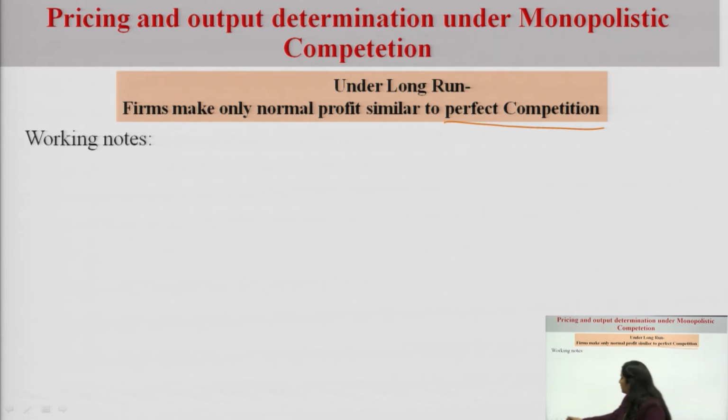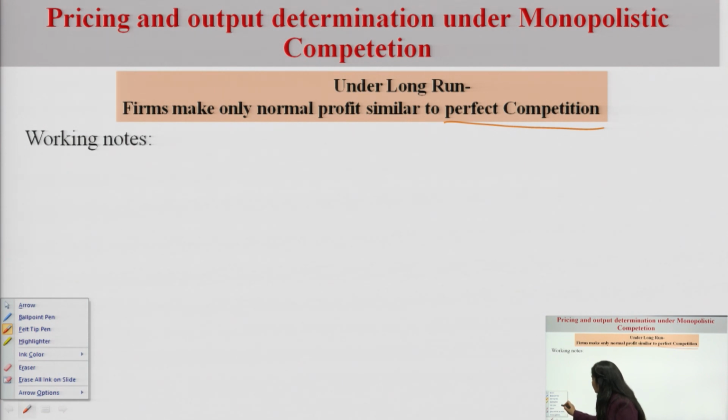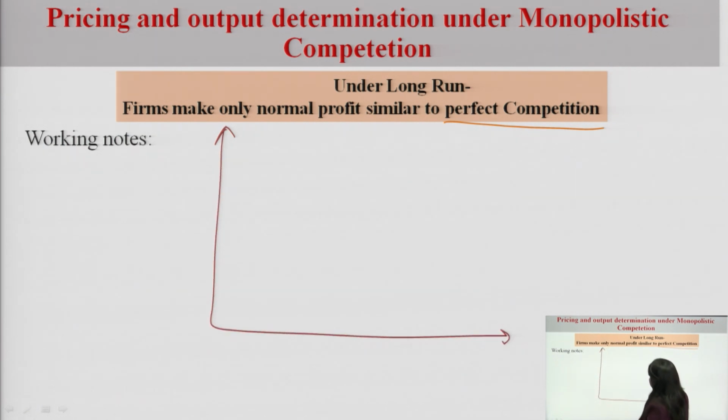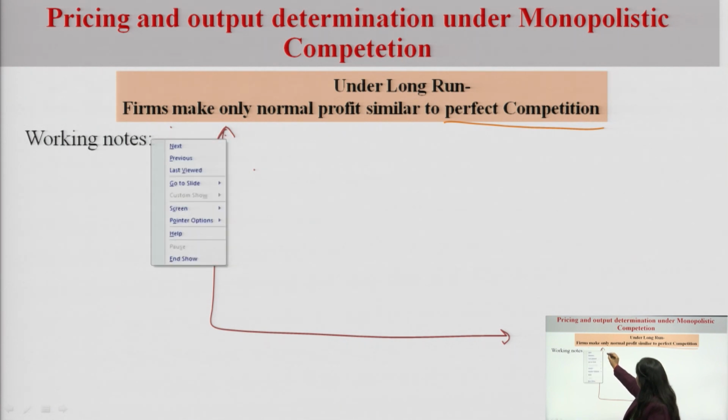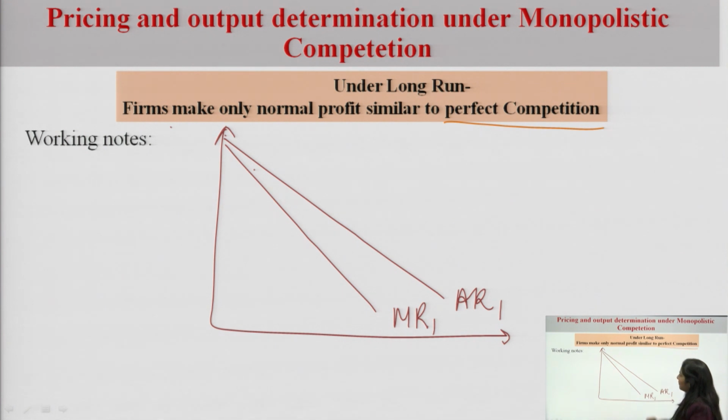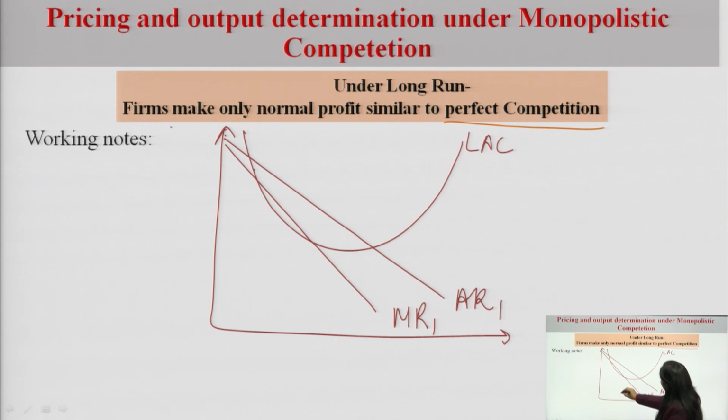So, let us do this by a graph as well. Again, here is the price, cost and revenue, and here is the quantity, and this was the average revenue, earlier it was the average revenue, and it was the marginal revenue of the seller MR1, and suppose this is the long run average cost and this is the long run marginal cost of the seller.